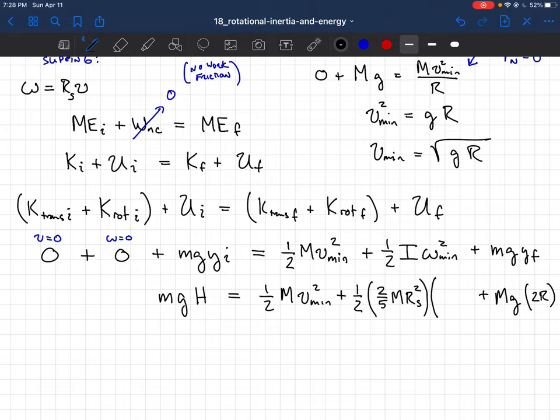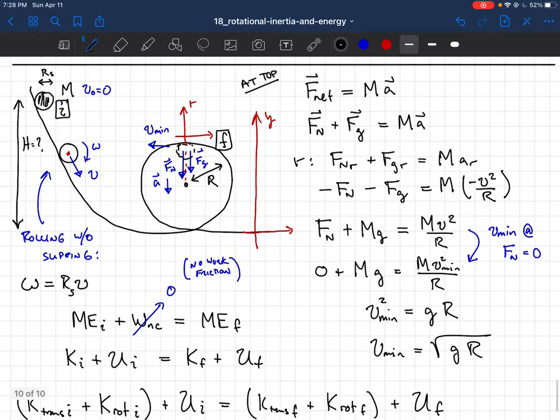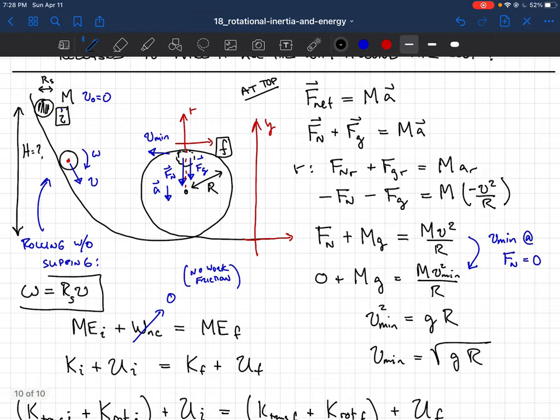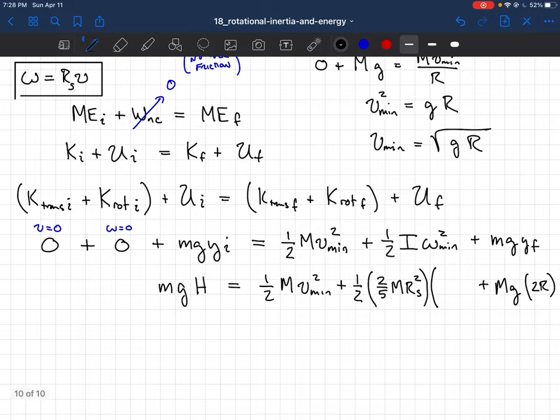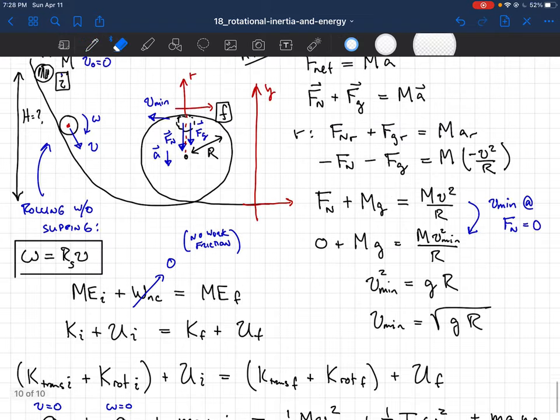Omega is the omega that you get when the object rolls without slipping. And so rolling without slipping gave us this equation right here. And so if we want to write omega, it's just R_S times V_min. And then that thing is squared. That doesn't seem right. Yeah, everything's wrong.